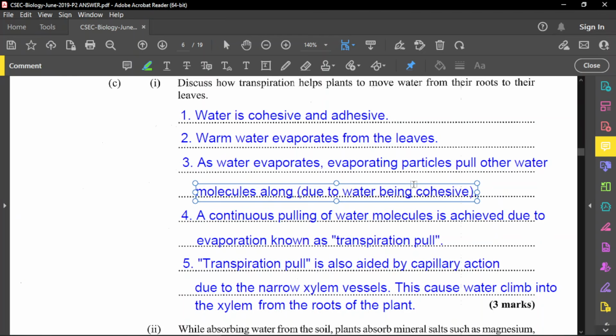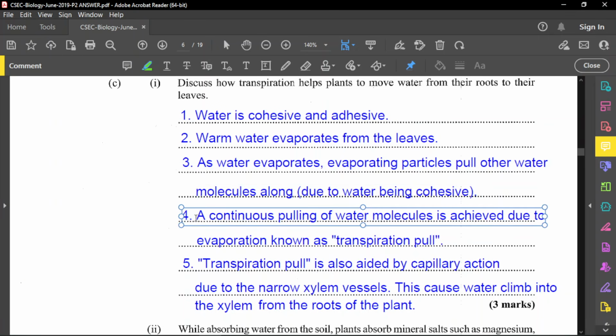And so if you evaporate one, as it moves away from the plant, it keeps pulling the other water molecules behind. And so once that's taking place, what we're going to have as a result is a continuous pulling of water molecules, and that is achieved due to evaporation, known as transpiration pull. So as evaporation takes place, you have a continuous stream of water known as transpiration pull.